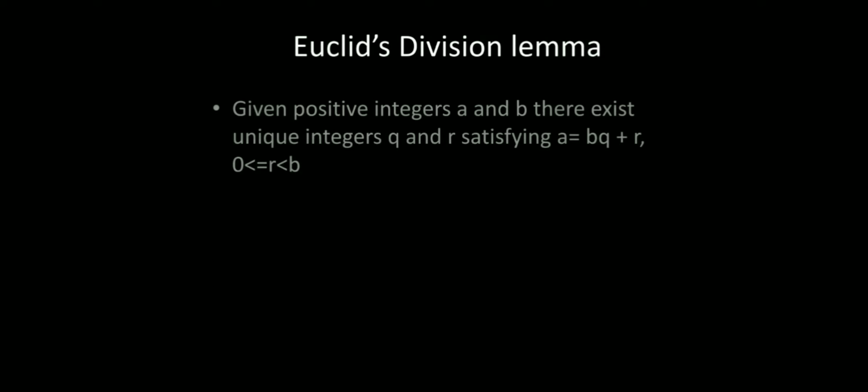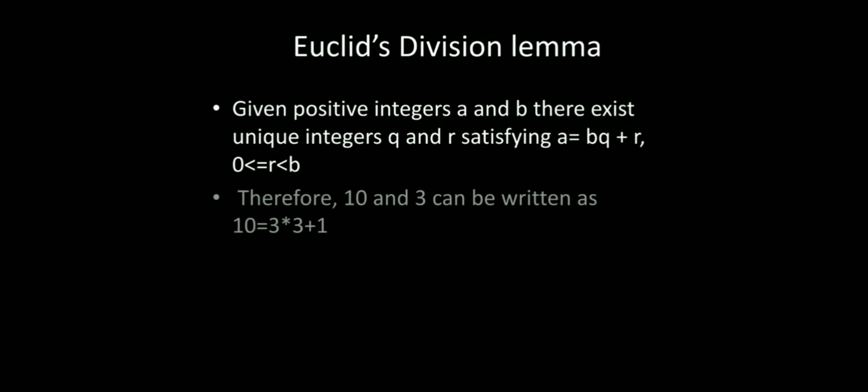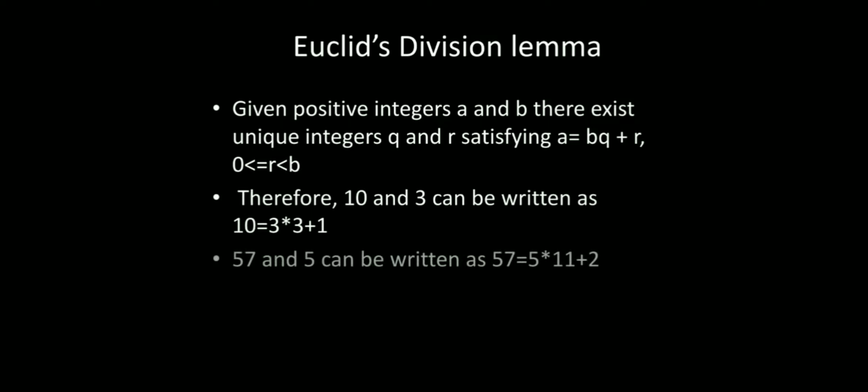So did we understand Euclid's division lemma? Yes, given positive integers a and b, there exist unique integers q and r satisfying a equals bq plus r. Here a and b are the two numbers, q is the quotient, r is the remainder. When 0 is less than or equal to r, and b is greater than r, or you can say r is less than b.